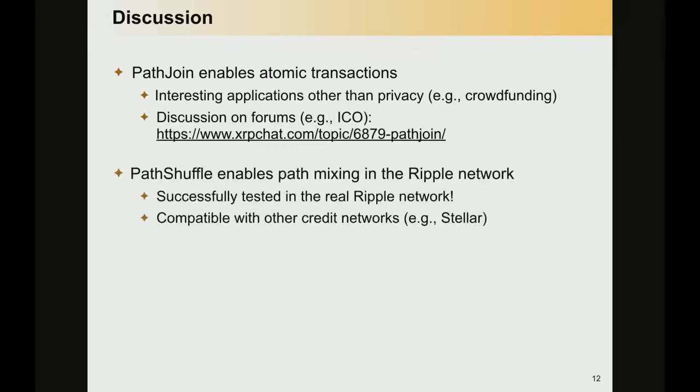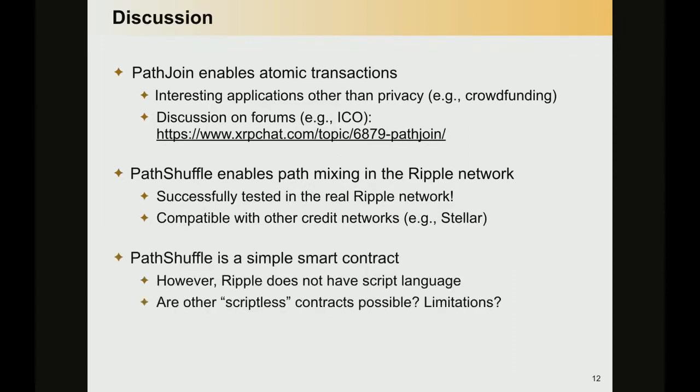Second idea is the PathShuffle enables, for the first time, path mixing in the Ripple network. And we have been able actually to perform a PathShuffle transaction, a proof of concept, in the current Ripple network. So it's fully compatible with the network today. And because the operations that we need are only create links and perform payments, we can use it also in other credit networks like Stellar.